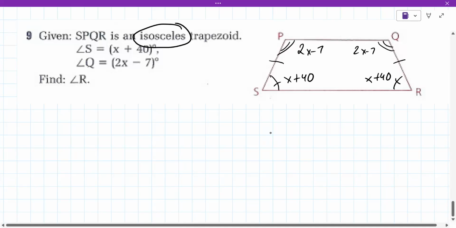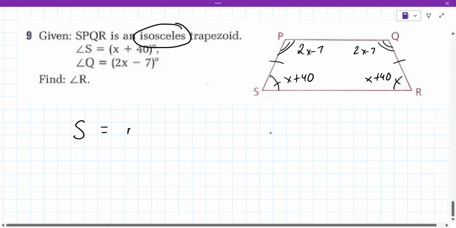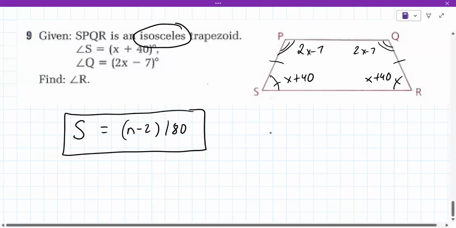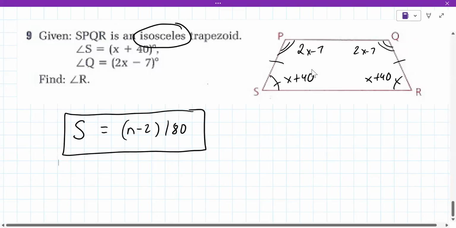What is the sum of the interior angles in a trapezoid? I want to say it's like 540 or something like that. I don't exactly remember. The sum is n minus 2 times 180. I need to remember that, another note card thing. N minus 2 times 180. So it would be 360. So these four angles have to add up to 360.